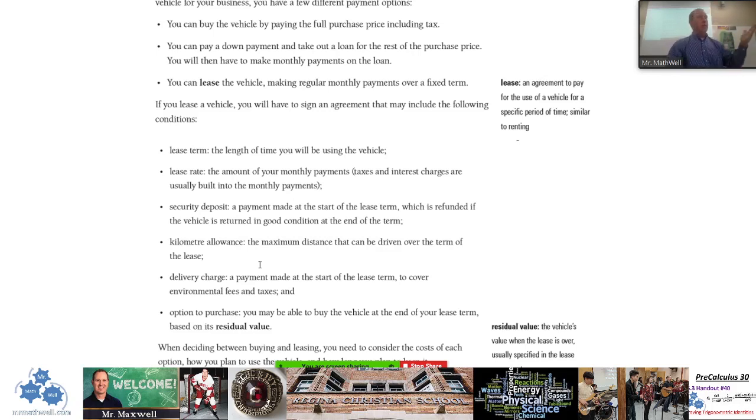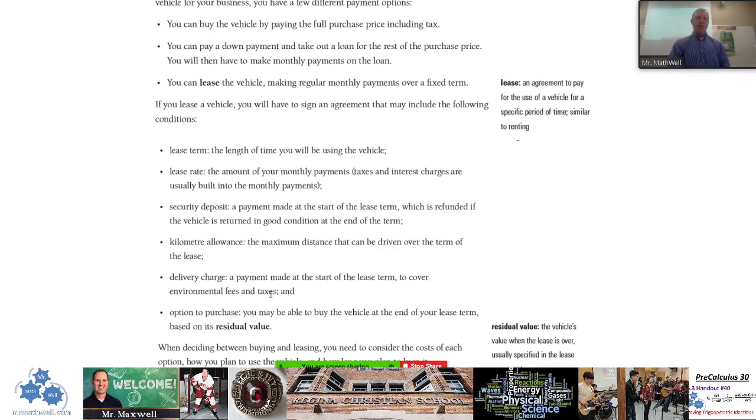If you go over that kilometer allowance, you owe them money, and it's usually money per kilometer, 10, 15 cents a kilometer, somewhere in there. Which, I mean, 2,000, 3,000, 4,000, 5,000, 10,000 kilometers, you could owe, you know, $1,000, right? Extra, or 1,500.